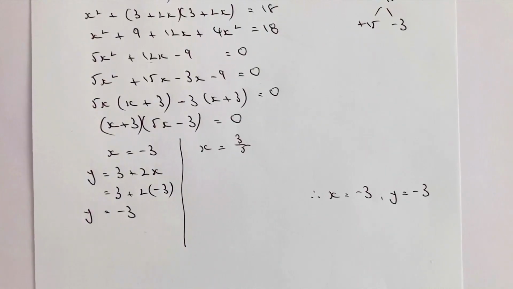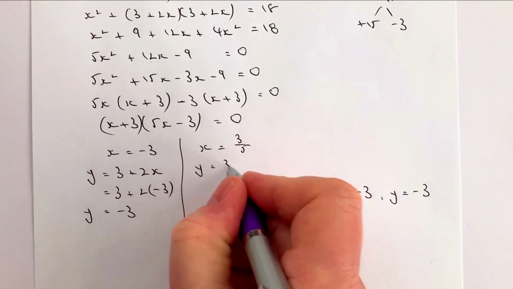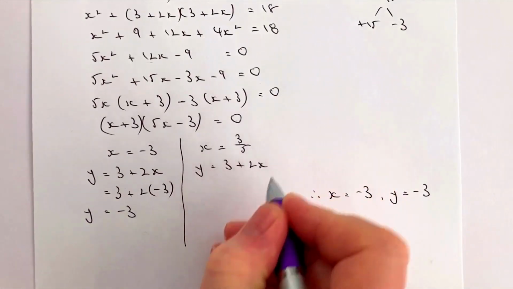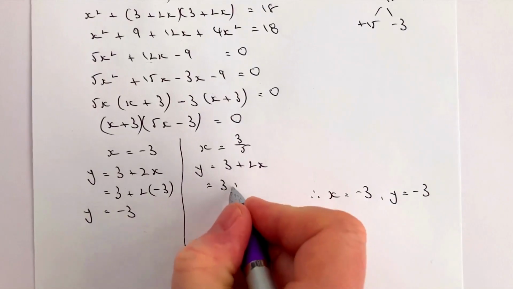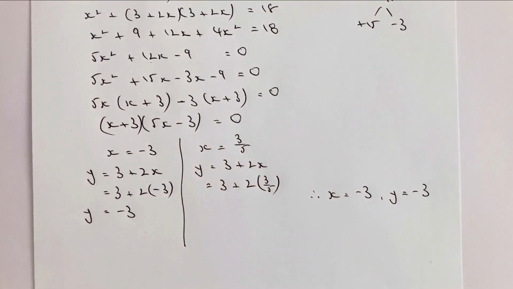Okay, let's look at the next value, which is the value of x equals 3/5. Well, I'm going to do exactly the same. I'm going to substitute it into y equals 3 plus 2x. And rather than writing x, I'm going to write 3/5. Okay, now again, we're working with fractions here. You might prefer to work with decimals. It's perfectly fine to do that.